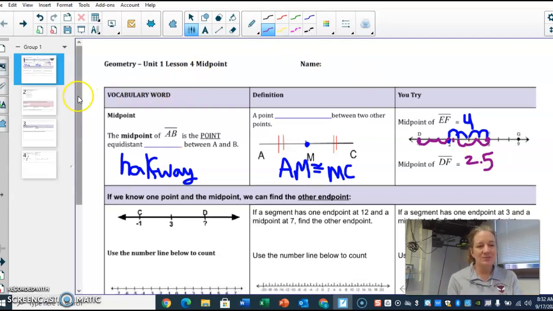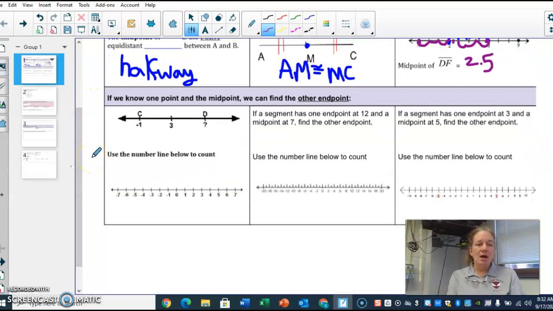Okay, so let's look at this next one. I know an endpoint, and I know the midpoint. So here's my endpoint, and here's my midpoint. I need to find the other endpoint. Well, it works the same way. If both parts of the line segment, both halves, are the same value, I'm going to put a point at -1, and I'm going to count how many units to get to my midpoint, which is right here. Okay, so I'm going to go 1, 2, 3, 4.